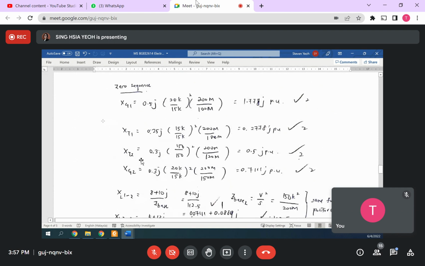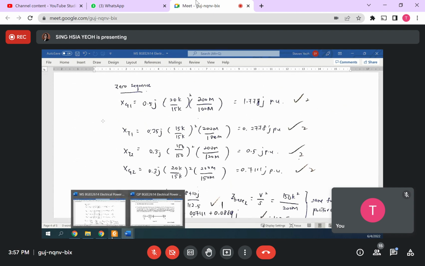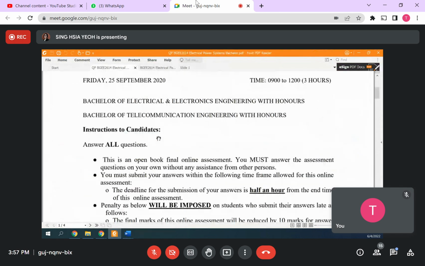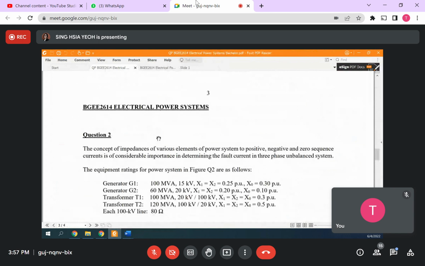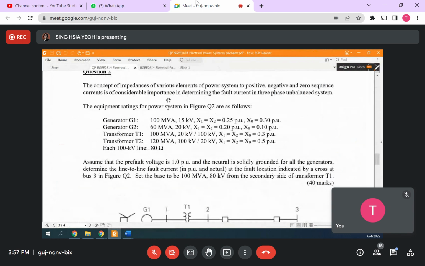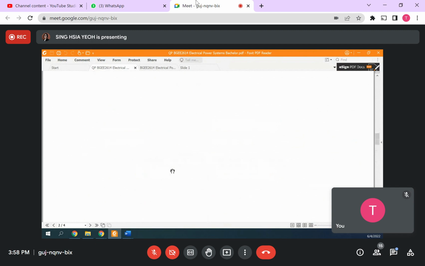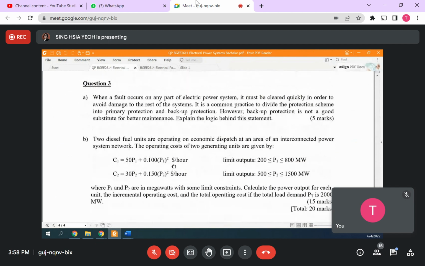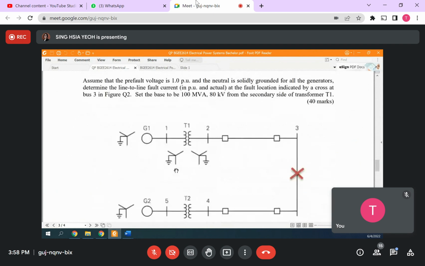What is the difference? The difference is, I can ask you, for example, here 40 marks. I'll give you one question from the beginning until the end: you find the line to line fault current. Because of COVID time, I only set 1, 2, 3 questions. But in the physical test exam, I need to set 5 questions. So I separate into 2 questions here.